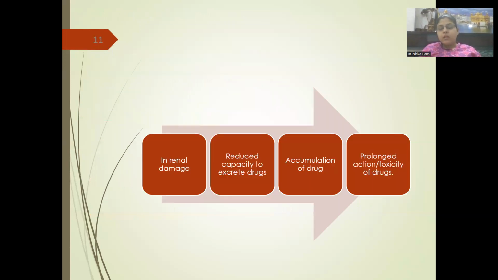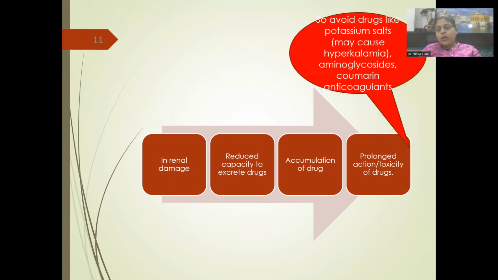Now, in renal damage, there is reduced capacity to excrete the drugs, so there will be accumulation of drug and there will be prolonged action or toxicity of the drugs. When there is renal damage, excretion will be reduced, GFR will be reduced, tubular secretion will be reduced, renal blood flow will be reduced. So that will lead to accumulation of drug in the kidney and in the body, and this will lead to prolonged action and toxicity of the drugs. So avoid drugs like potassium salts. They may cause hyperkalemia, and aminoglycosides and coumarin anticoagulants.